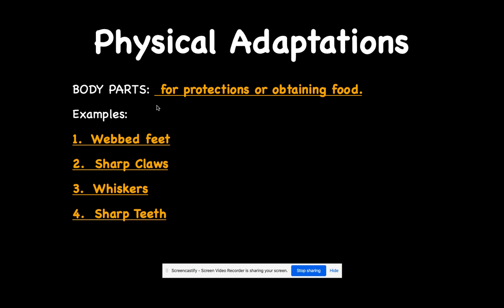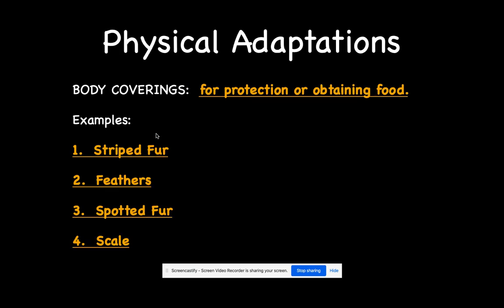Maybe the animal has a physical adaptation of having sharp claws, like a bear, that helps them escape from their predators. Maybe whiskers, it's protecting them as well. Or like sharks, having very sharp teeth. So physical is outside. Adaptations are things to help that animal survive. Some other examples of physical adaptations are body coverings. It helps protect them, maybe from the cold or warm climate. Obtain means to take in their food.